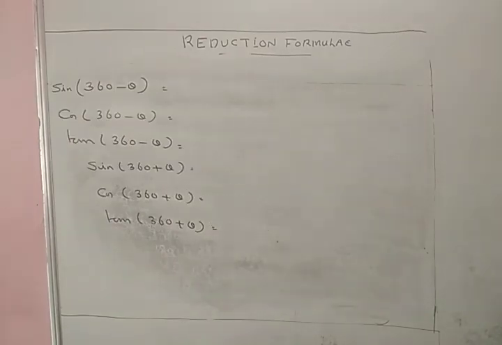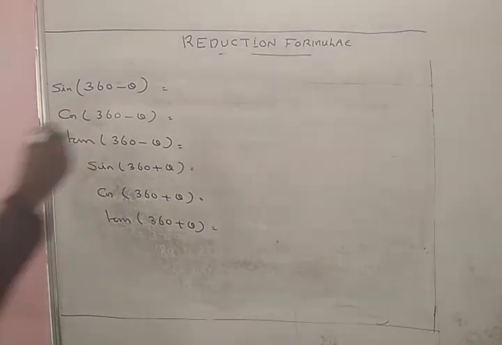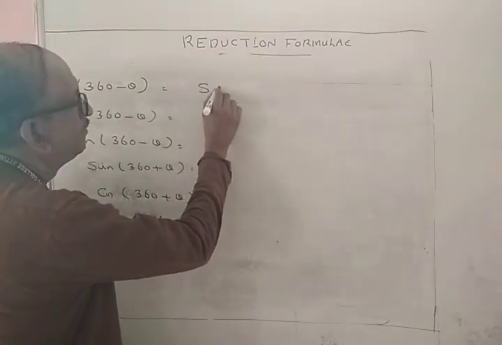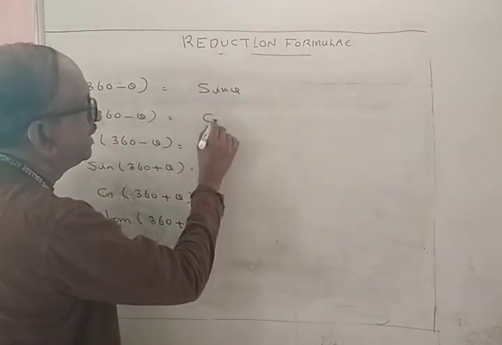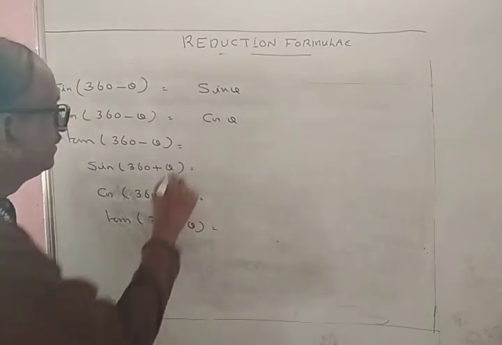Next, reduction formula for 360 minus theta and 360 plus theta. Sin 360 minus theta, here 360 is 4 into 90 degree. 4 is even. Therefore, 360 is an even multiple of 90. Therefore, sin becomes sin, cos becomes cos, and tan becomes tan. Sin theta, cos theta, tan theta.